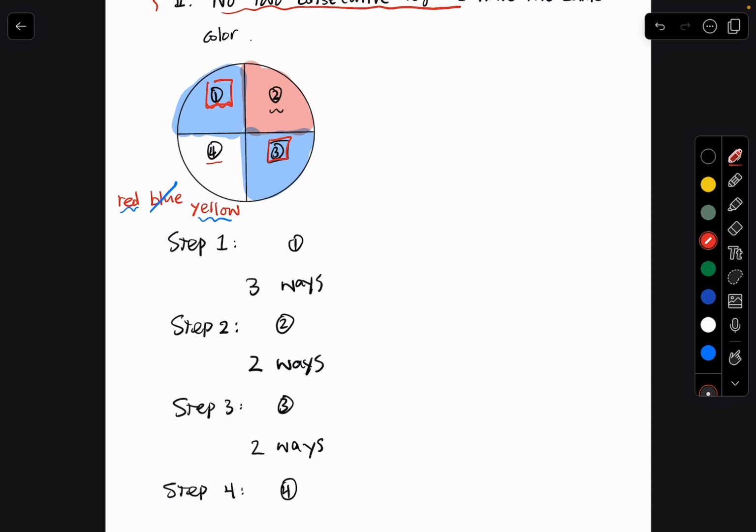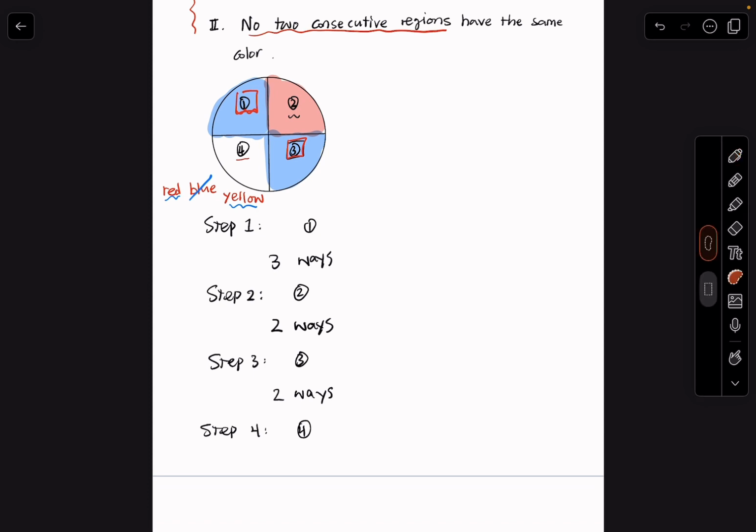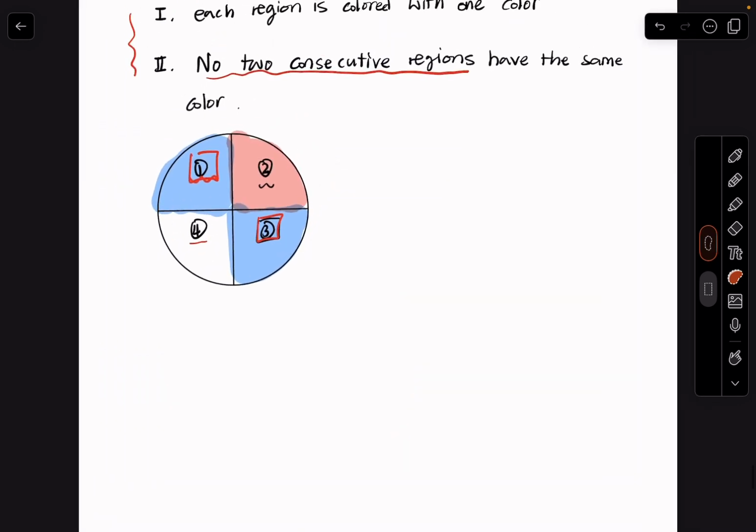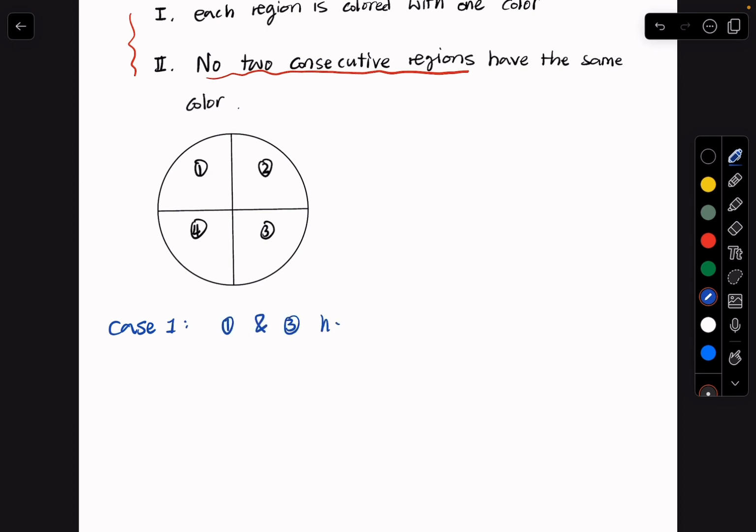If they do, then I have 2 choices for my last place. And if they don't, that means I have only 1 choice for my last place. So remember that in the first video, we talked about this kind of situation. If something happens, then blah blah blah. If something else happens, then blah blah blah. When we see this kind of situation, we know that we should divide the case accordingly. So my case 1 will just be if 1 and 3, these two regions, have the same color.